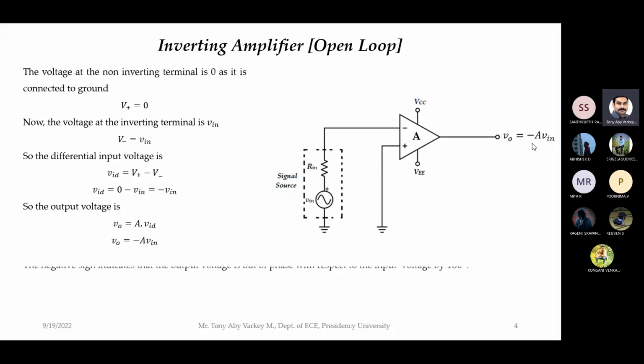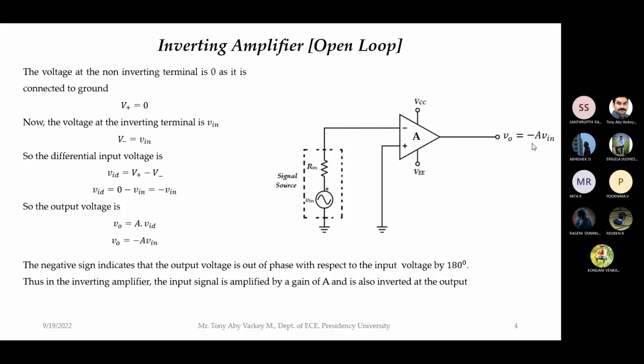Now, negative sign indicates that the output voltage is out of phase with respect to the input voltage by 180 degree. So when the input is positive, output will be negative. That is what is meant by 180 degree phase shift. So in an inverting amplifier, the input signal is amplified by a gain of A and is inverted at the output. If you are applying a positive input, output will be negative. If you are applying a negative input, output will be positive. That is what is meant by inverted at the output.